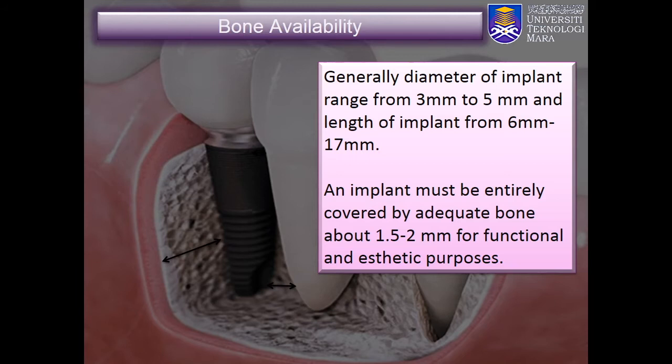Generally, the diameter of implants ranges from 3 to 5 millimeters, and the length of implants ranges from 6 to 17 millimeters. An implant must be entirely covered by adequate bone, about 1.5 to 2 millimeters, for functional and aesthetic purposes. Therefore, for an implant to be placed, there must be adequate bone width and bone height.